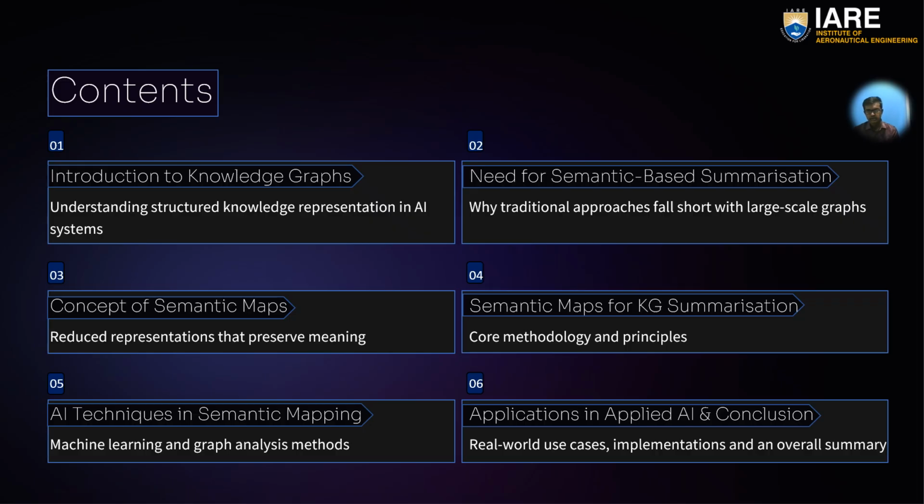And after that, I'll go to the slide semantic maps for KG summarization. I'm going to explain core methodology and principles over there. Then after that, we'll go to the slide AI techniques in semantic mapping. I'm going to explain about machine learning and graph analysis methods. Then after that, in the final place, I'm going to explain about applications of this concept in applied AI, and I'm going to conclude the topic. That is, I'm going to explain about real world use cases, implementations, and an overall summary.